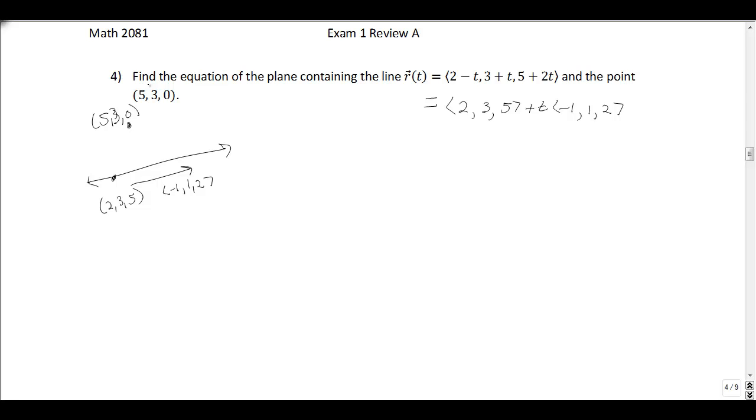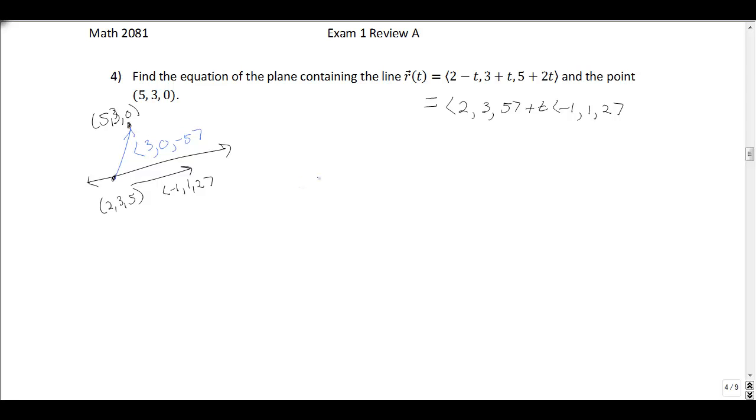And so we have to get a normal vector to the plane. We only have one vector, so we have to create a second vector. For that other vector, we can take our 2 points and subtract them. So I'm going to do 5, 3, 0 minus 2, 3, 5. When you do that, 5 minus 2 is 3. 3 minus 3 is 0. 0 minus 5 is negative 5. So now we have a new vector, and then the negative 1, 1, 2 are both in the plane.